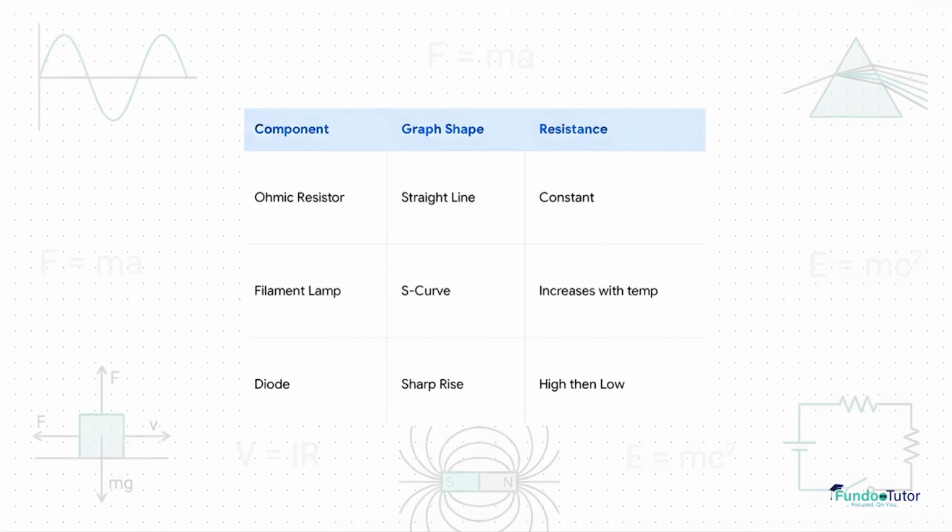For a standard resistor, it's a perfect straight line. The resistance is constant. But for something like a filament lamp, you get this S-curve, because as it gets hotter, its resistance actually increases. And then there's the diode, which is basically a one-way street for current. Almost no current flows in one direction, then suddenly it shoots up in the other.